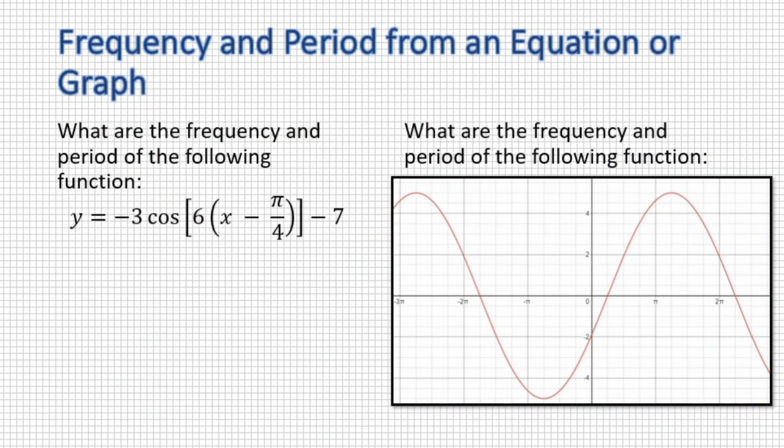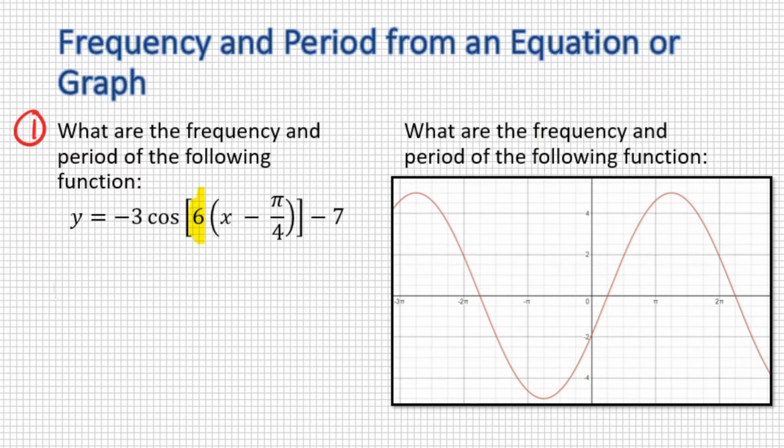Let's do a couple of examples where we find the frequency and period from an equation or from a graph. So looking at number 1 here, there's a lot going on in this equation, and these are all transformations. This is a cosine graph that's had a lot of action. So be sure you know how to find your b value. It happens right here. So 6 is a number I'm concerned about.